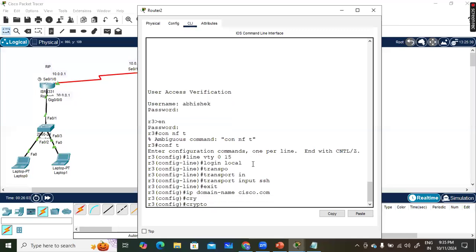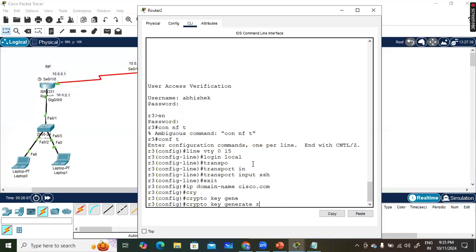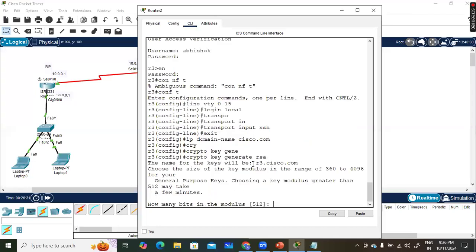Now crypto key generate RSA. Crypto key generate RSA. RSA is a key, given by the developers of this protocol, which is SSH. R stands for Rivest, S stands for Shamir, and A stands for Adleman. Make sure of this. Enter. You see the modulus bits, just write 512. Press enter.